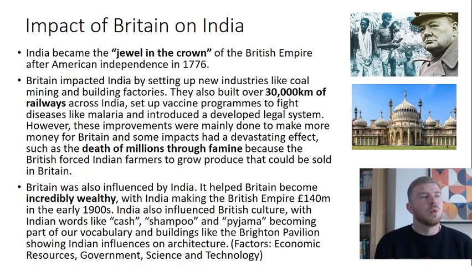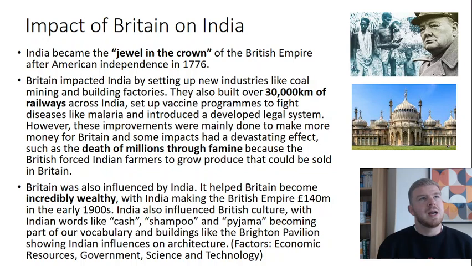So how was Britain impacted by India and vice versa? India became the jewel in the crown of the British Empire once America became independent in 1776. It was seen as the thing that Britain was most proud of as part of its huge empire, spanning a quarter of the world at one point. Britain set up new industries like coal mining, they built factories, they built over 30,000 kilometres of railways, and if you ever get a chance to visit India, you will see that the railway system is extensive. They set up vaccine programs to fight diseases. They introduced a developed legal system and taught the ideas of British democracy.